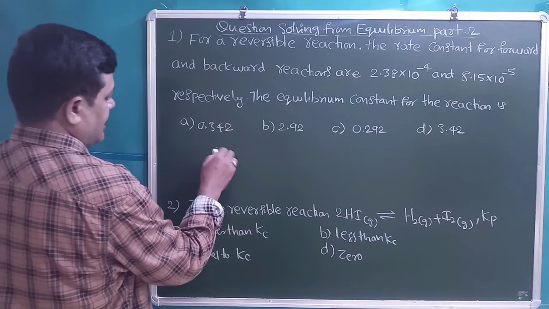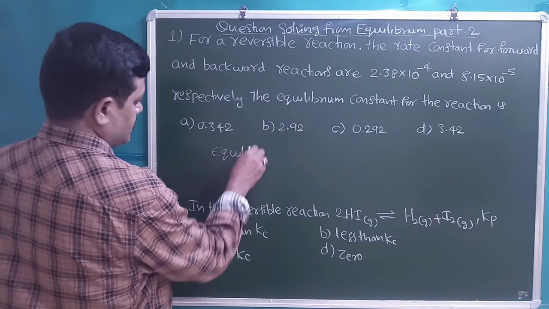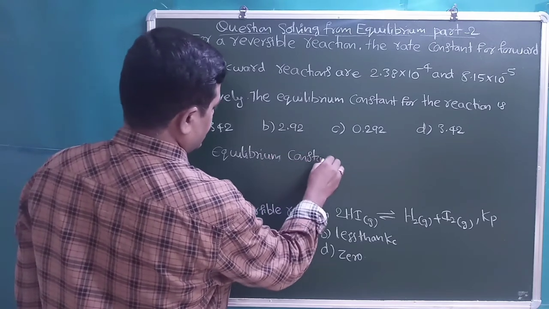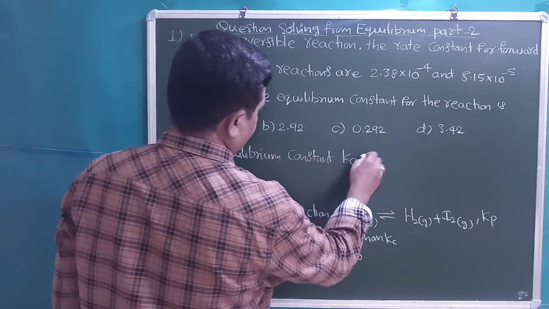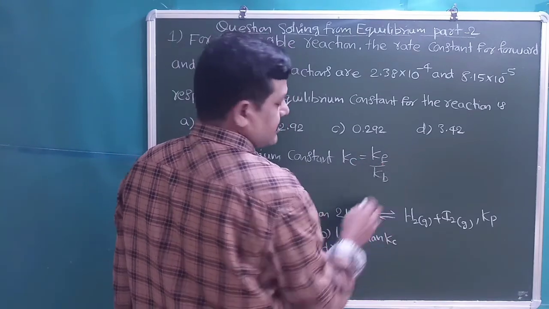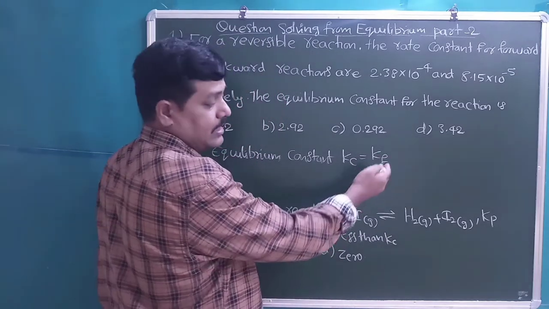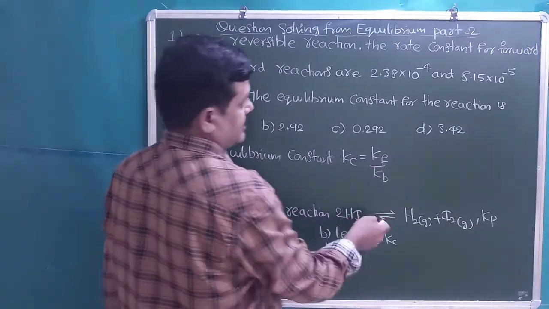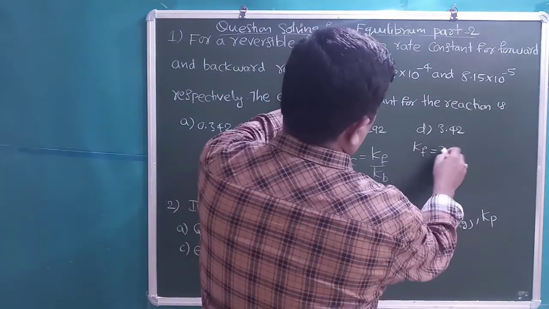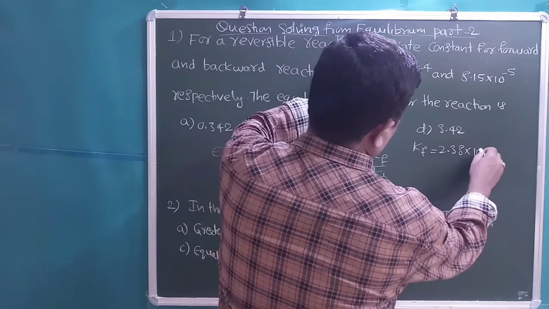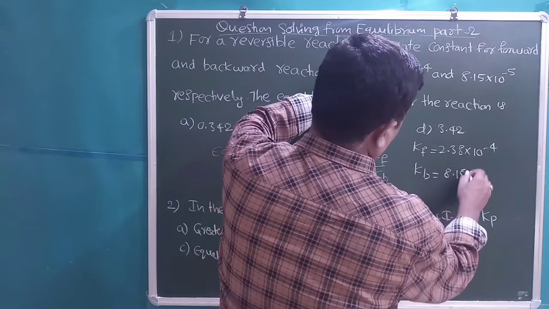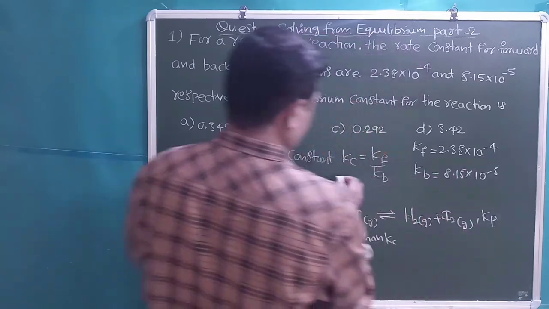Students, the equilibrium constant for the reaction, generally you will indicate it with Kc. Kc is equal to Kf divided by Kb: rate constant for the forward reaction divided by rate constant for the backward reaction. Here the rate constant for the forward reaction is given as 2.38 into 10 power minus 4. The rate constant for the backward reaction is given as 8.15 into 10 power minus 5.